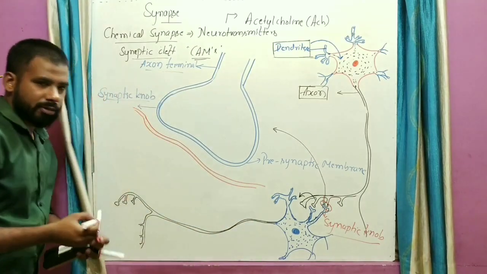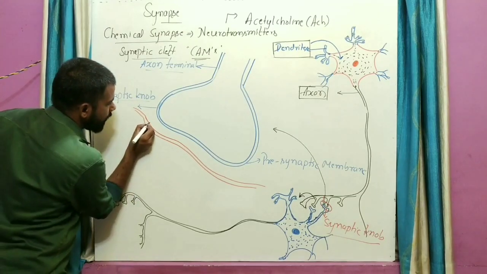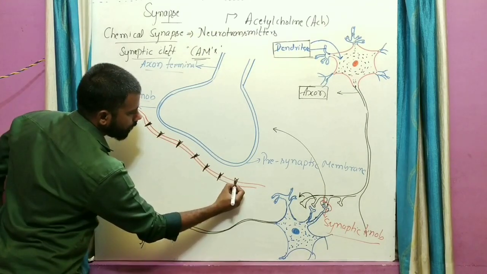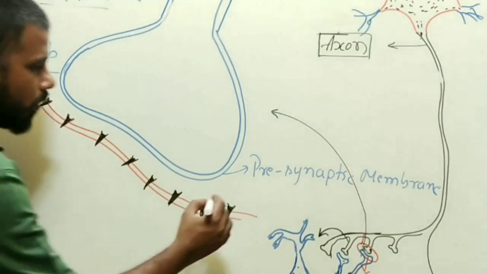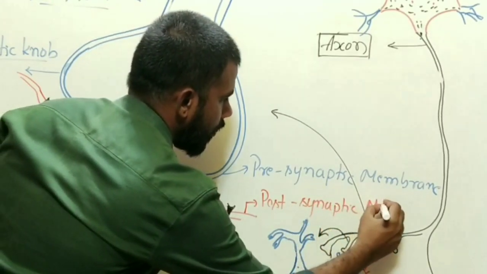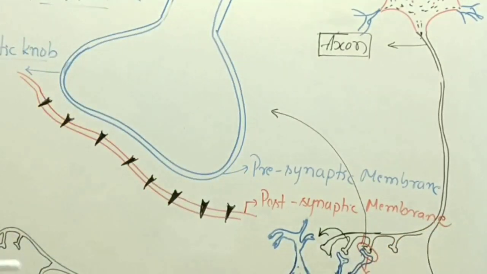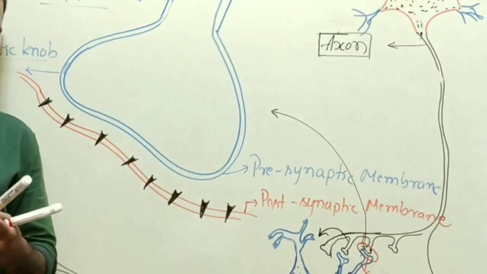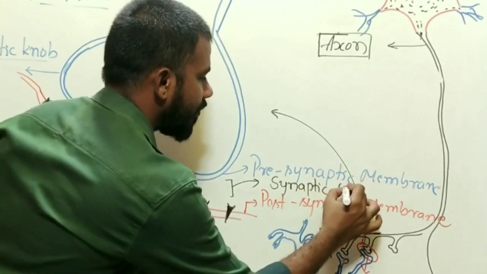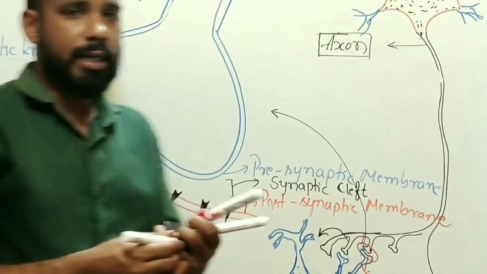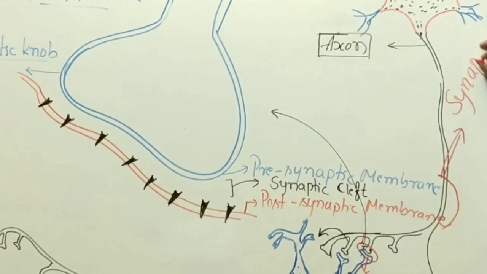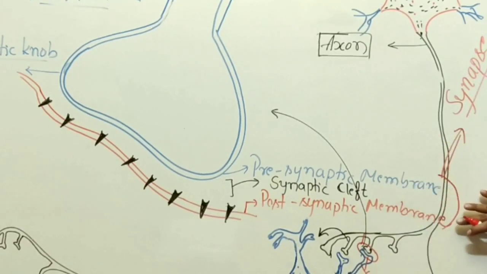This postsynaptic membrane has many receptors like this, which help to receive the neurotransmitter. And the area between the presynaptic and postsynaptic membrane, the gap, is called the synaptic cleft. So a synapse has these three areas: the presynaptic membrane, synaptic cleft, and postsynaptic membrane.